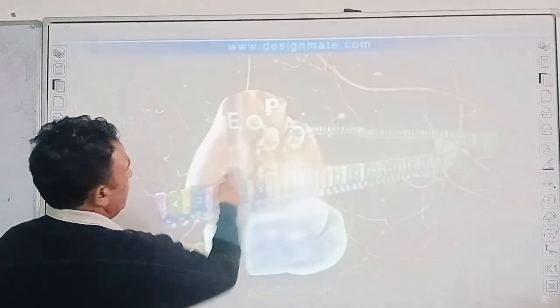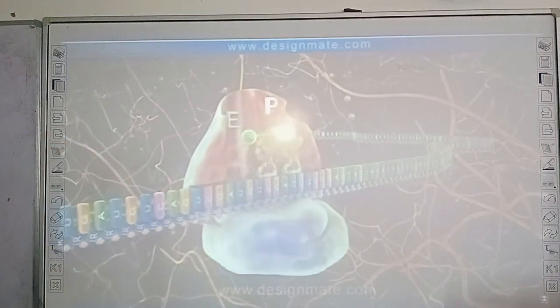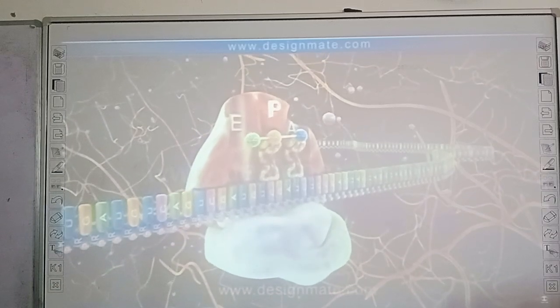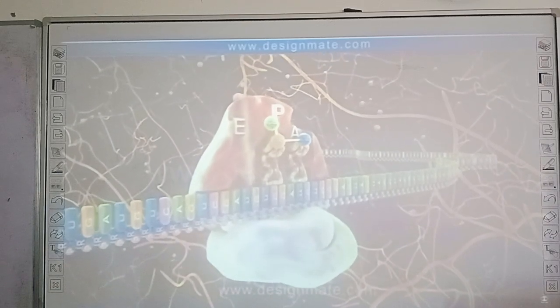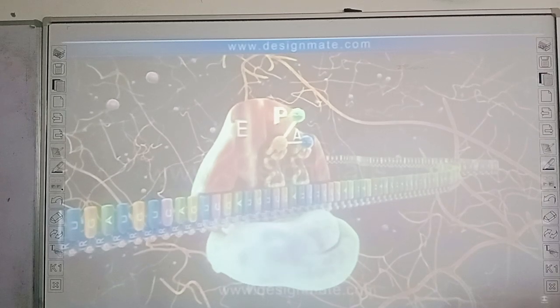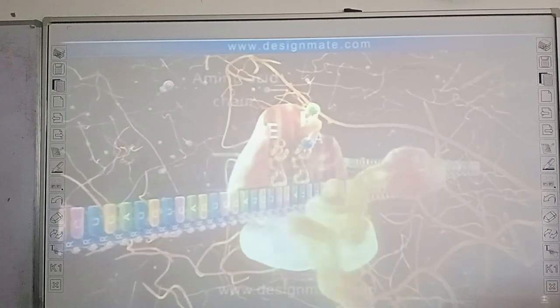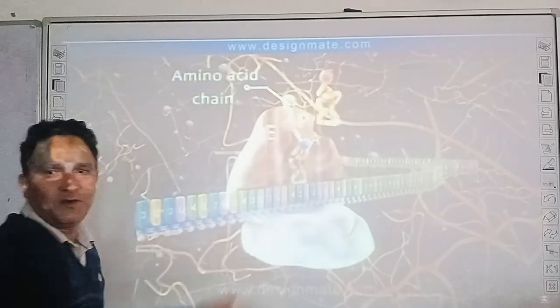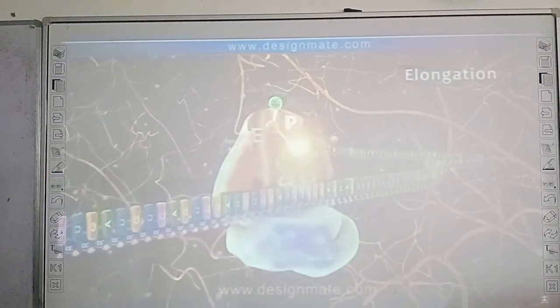This is followed by the binding of another amino acid molecule, and a peptide bond forms. Repetition of this process leads to the formation of an amino acid chain. This event is called elongation.